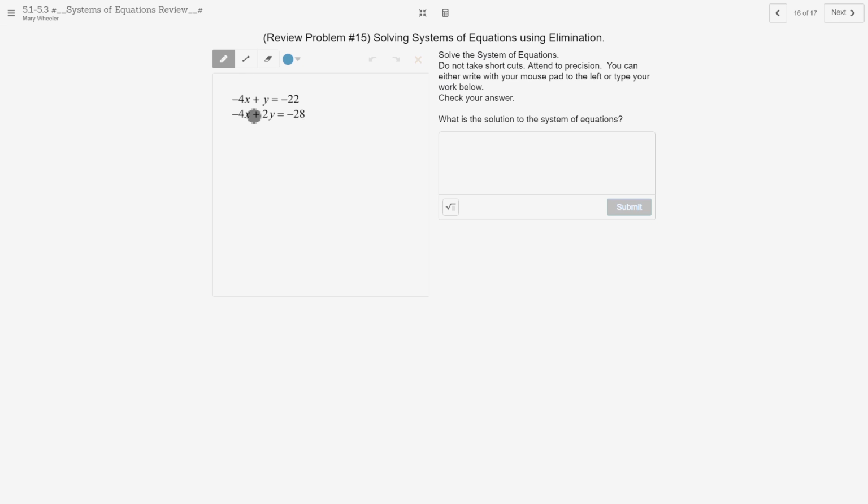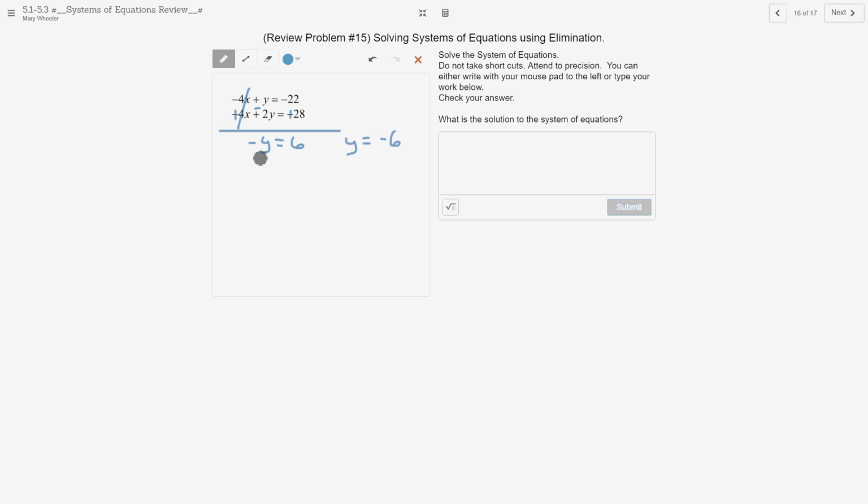I'm going to do the same thing here. Got the same, so I need to multiply one of them by negative 2. I'm going to do the bottom one. This time I'm going to cheat a little and just change the sign of everything, because that's all you do when you multiply by -1. So now my 4x's cancel. That's going to give me -y equals 6, or y equals -6.